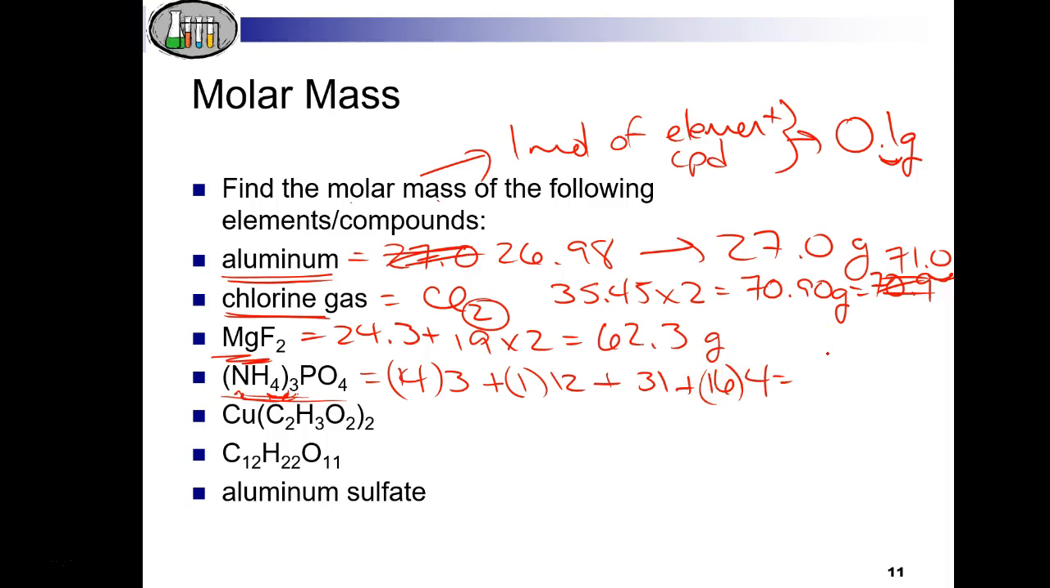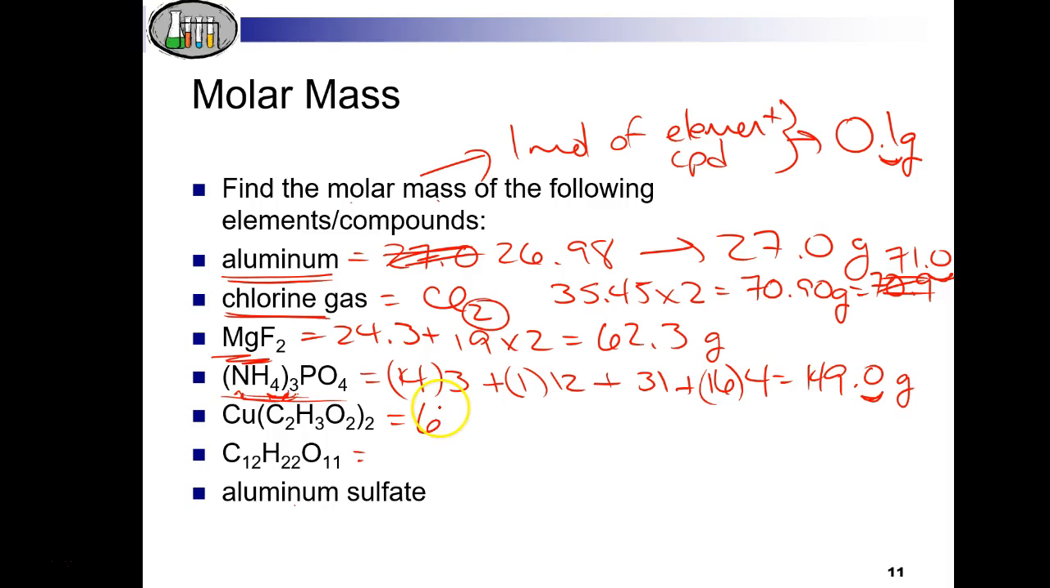If you have a graphing calculator, pretty sure you can just type this in. So 14 times 3 plus 1 times 12 plus 31 plus 16 times 4. And I get 149. Now it's a whole number, which means I'm going to have to stick in that 0 to give it that sig fig. Why don't you guys stop the movie, see if you can come up with these two, and then we'll talk about this one.